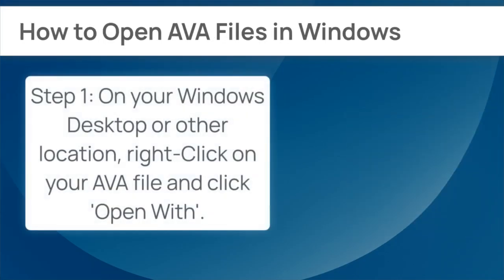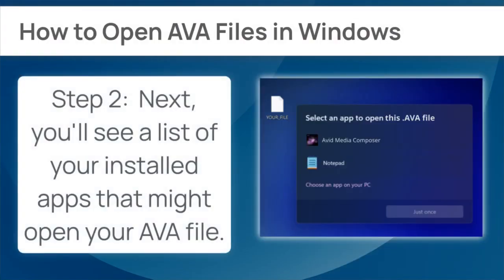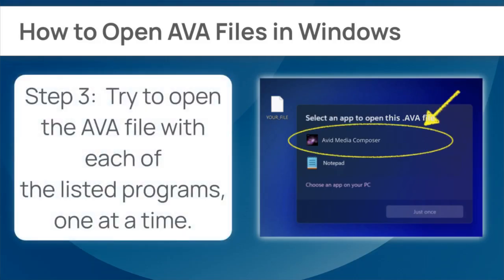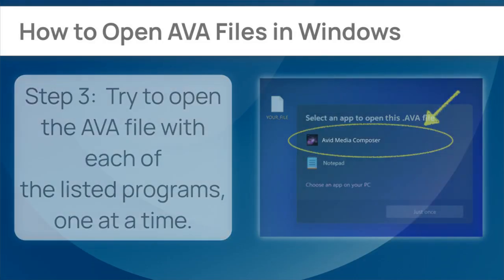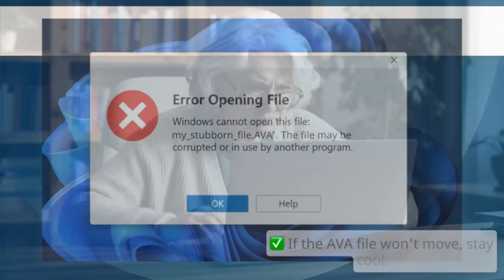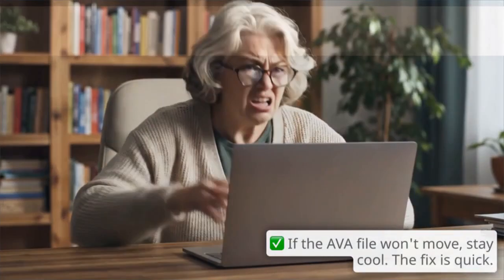The problem is often a missing file association. Right-click the AVA file and choose Open With. Start with Avid Media Composer if available. If not, select another application from the list. If you still cannot open your AVA file, that is okay. It's typically one of three basic reasons. Here's a simple breakdown of the common culprits and how to check them.